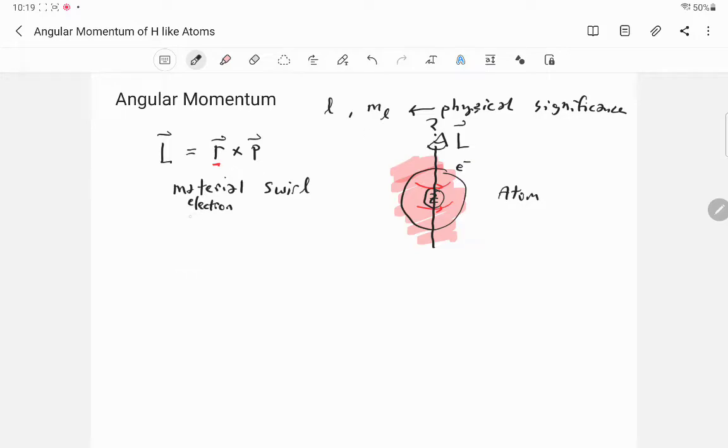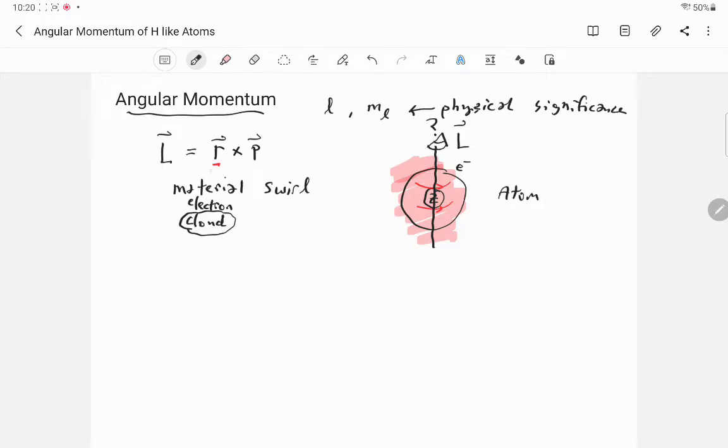In particular, because we imagine the electron not having a well-defined location, the electron kind of exists in a lot of different places at the same time, in a sense. And it's moving in a lot of different directions at the same time, in a sense. So we say that the electron is better represented as a cloud. When we talk about the angular momentum of an atom in this quantum mechanical context, we're talking about the material swirl of the electron cloud.